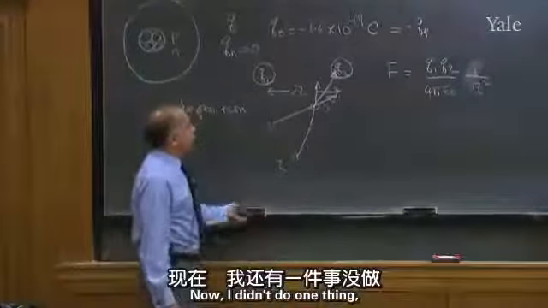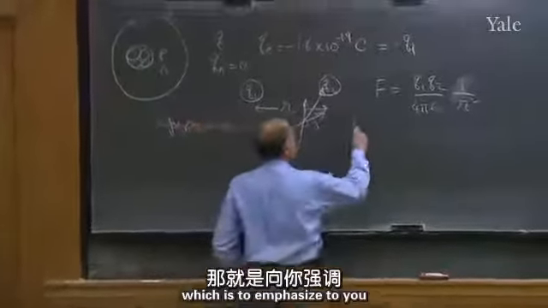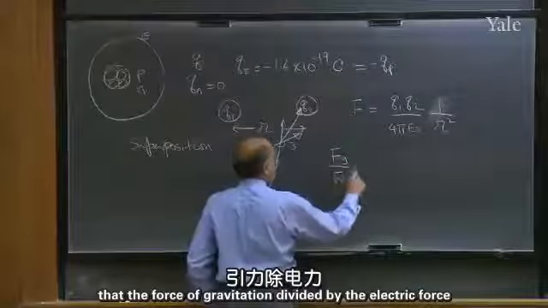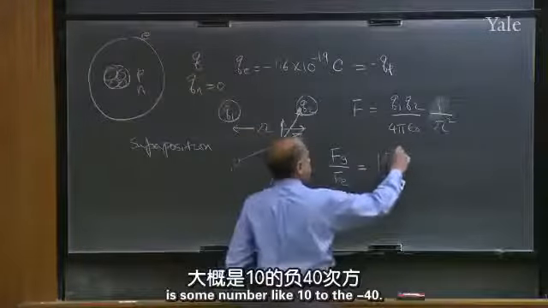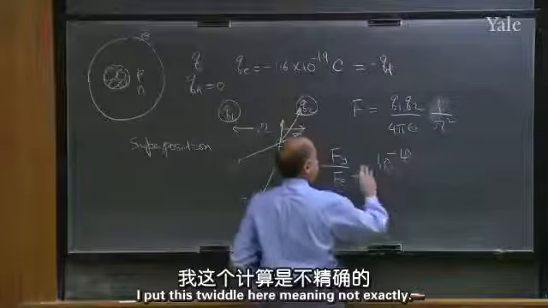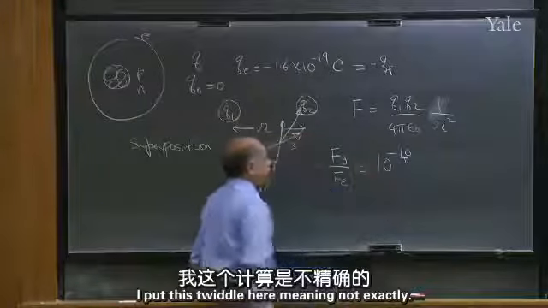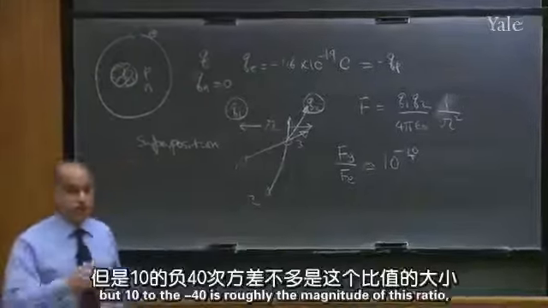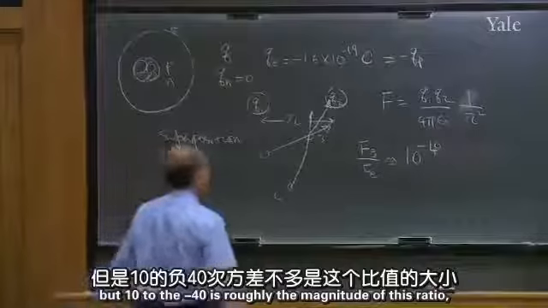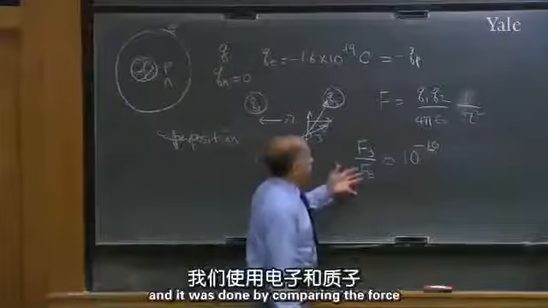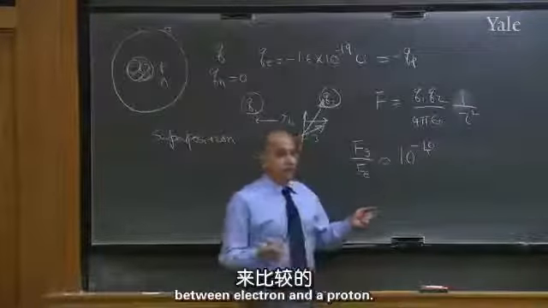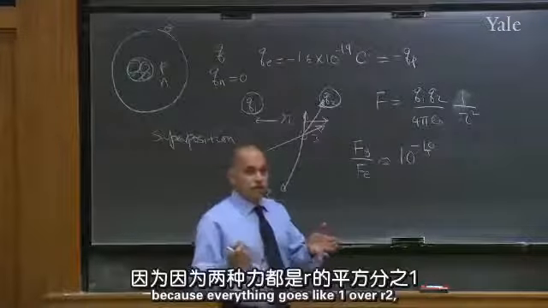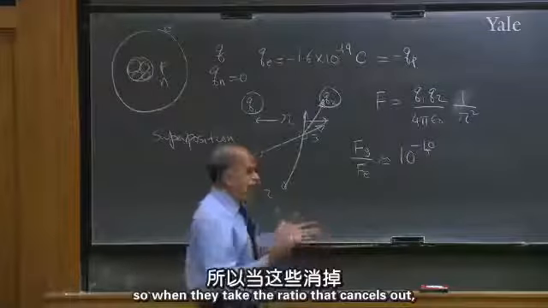Now, I did do one thing, which is to emphasize to you that the force of gravitation divided by the electric force is some number like 10 to the minus 40. I put this twiddle here, meaning not exactly. There are factors of 1 and 2 or 10 missing, but 10 to the minus 40 is roughly the magnitude of this ratio. And it was done by comparing the force between an electron and a proton. Didn't matter what the distance was, because everything goes like 1 over r squared. So when you take the ratio, that cancels out.